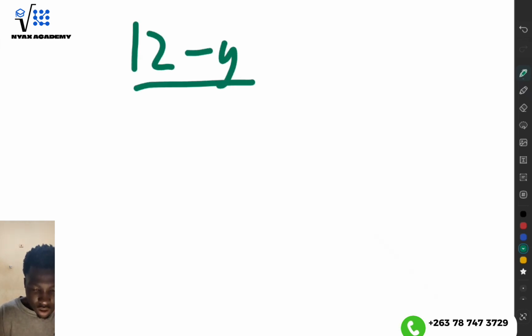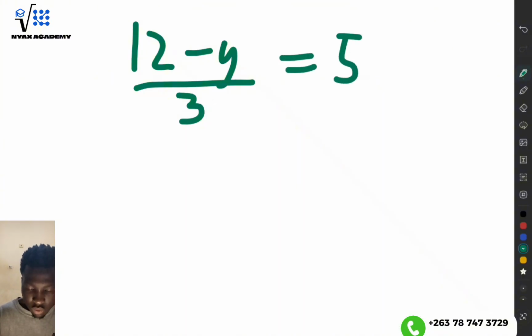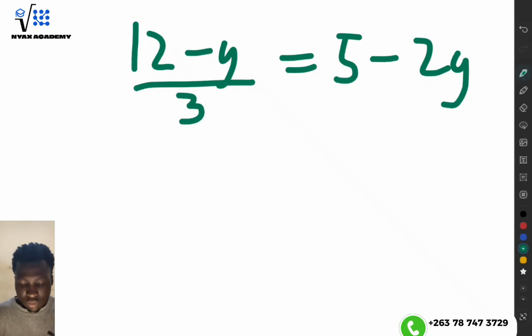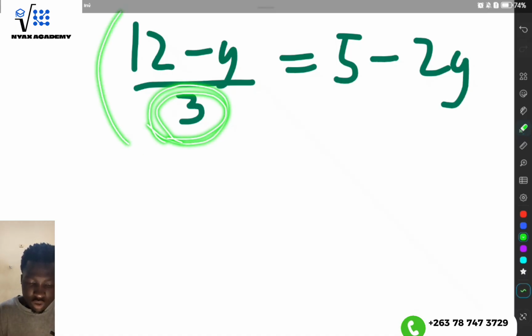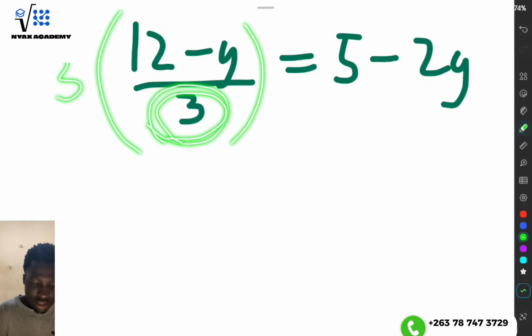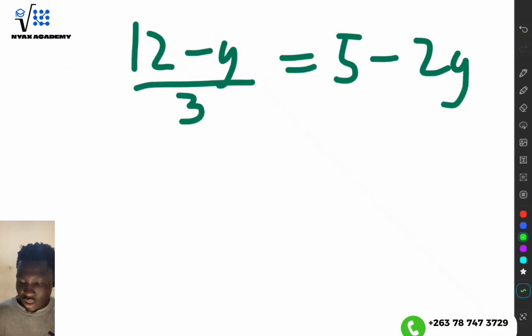12 minus y over 3 is equal to 5 minus 2y. And so how do we solve this? First things first, we need to get rid of this fractional part, the denominator is 3. So how do we attain that? We are going to multiply what? The left hand side and the right hand side by what? By 3, to remove the fraction.